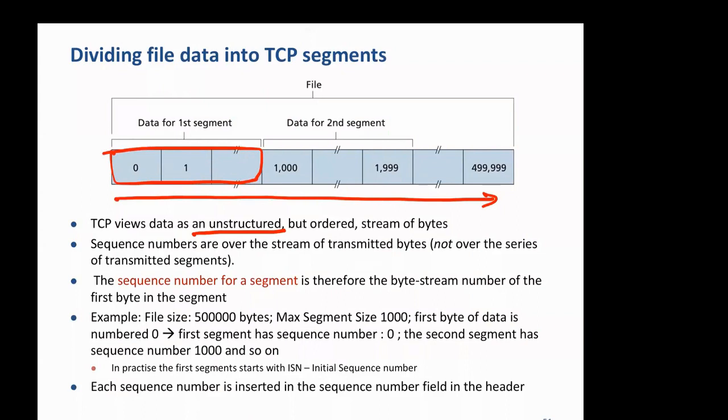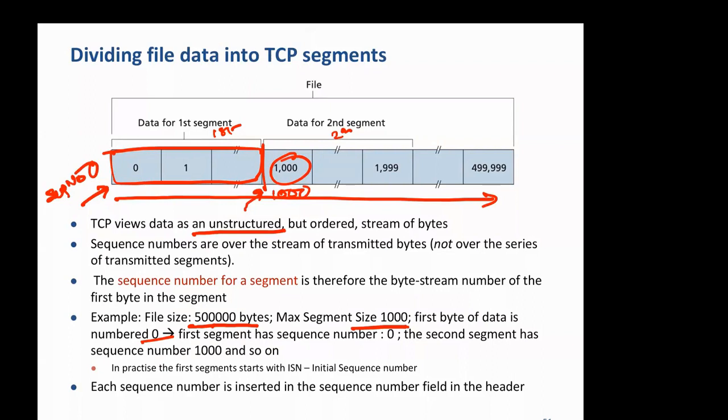Okay, and then these segments are not numbered like this. The first segment, it won't say number 1 or number 2 segment and so on. It looks at the first byte of the segment, and that is called the sequence number. So if the file size is 500,000 bytes, and segment size is 1000, the first byte of data is numbered 0. So this is sequence number 0. And the second segment, first byte, has sequence number 1000, and so on. So note that here bytes are numbered.